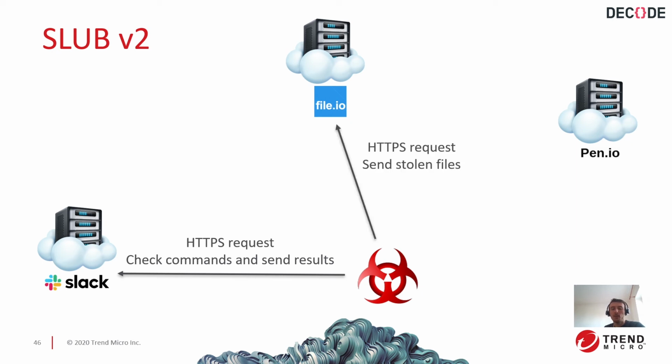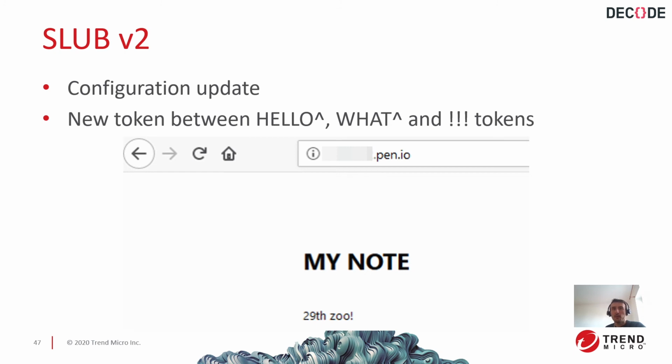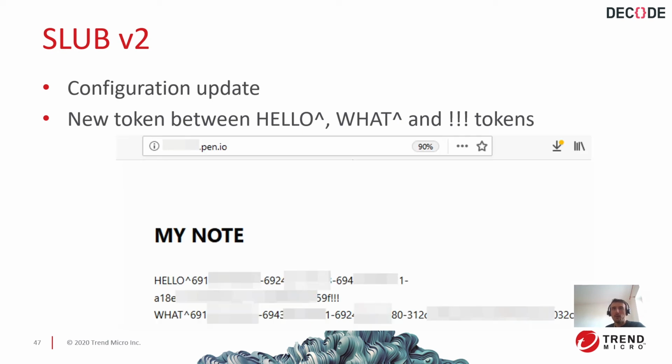So again, in the schematics, Slack is for C&C communication, for sending commands and sending results of executed commands. File.io is used for exfiltrating bigger stolen files. And there is also one more feature: pen.io, which is a microblogging service, and this service is used for updating Slack tokens. So if Slack tokens are reported and disabled, then the threat actor might publish new tokens on this website. If this happens, the malware finds keywords like hello, what, and three exclamation marks, parses the new tokens, and updates them.